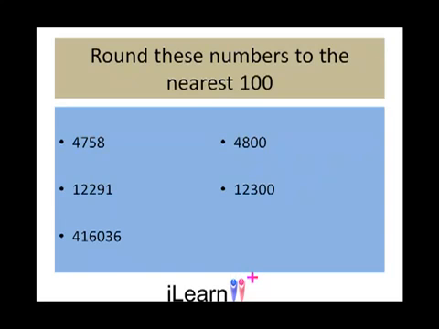416,036. Your hundreds column is the 0. So the next column to the right is a 3. Does that mean round up or round down? 3 means round down. So rounding to the nearest 100 is 416,000.